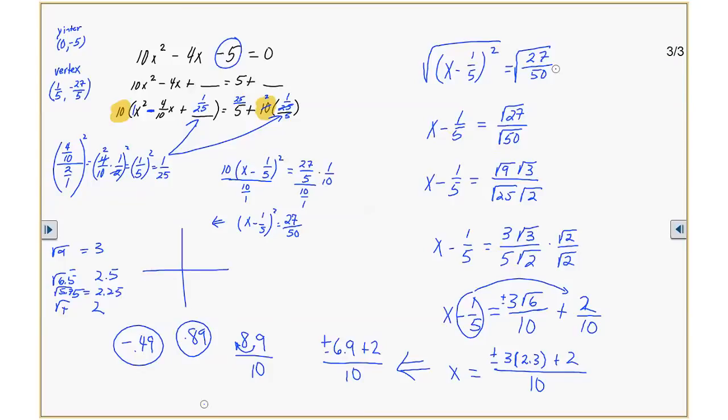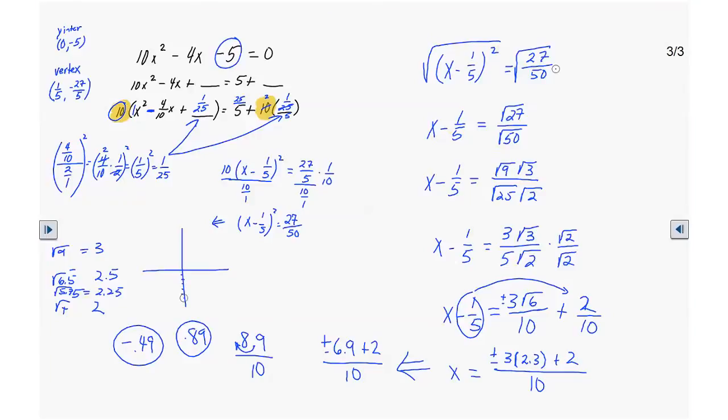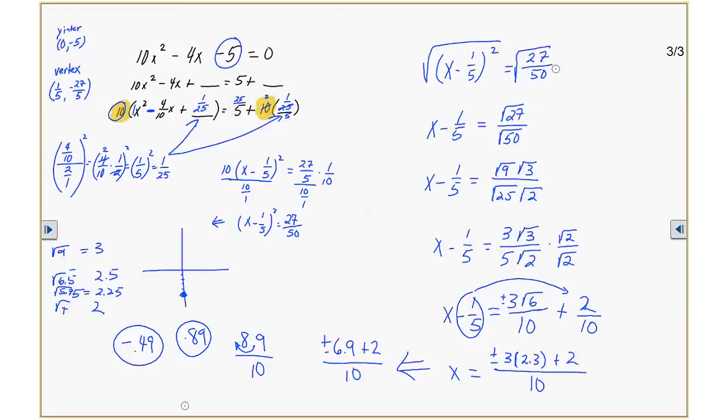So, what kind of graph we got? A skinny graph. We've got a y-intercept of 0, -5. And if anything's wrong mathematically, what's going to tell me? The graph's going to tell you. Something's not going to line up right. So, negative 0.5.